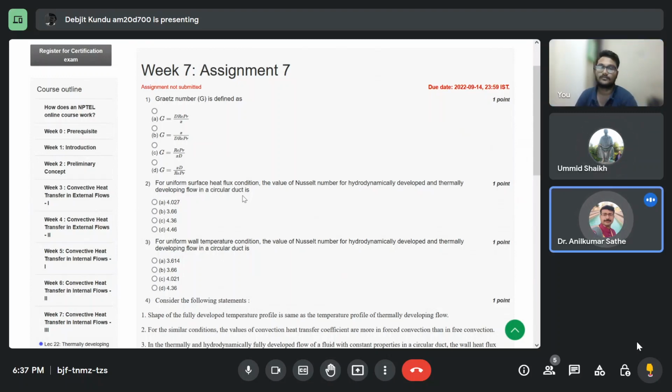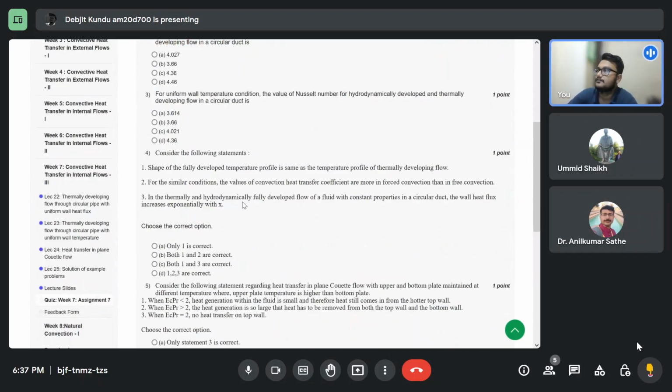Yes. Now come to question number 4, sir. There is also a problem. The shape of the fully developed temperature profile is the same as the temperature profile of thermally developing flow. As per my knowledge, what we learn from you and sir, this temperature profile shape is not the same. There is always a difference between developing and developed, and that is negative. Yes, correct, what we learn from the lectures. So the first answer is wrong. Then, for similar conditions, the values of convective heat transfer coefficient are more in forced convection than in free convection. It is but obvious, correct.